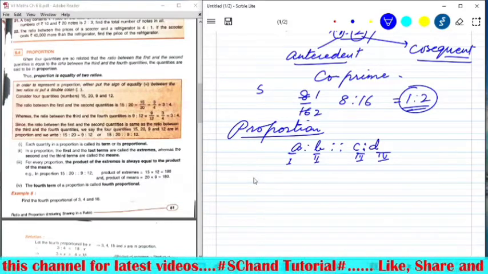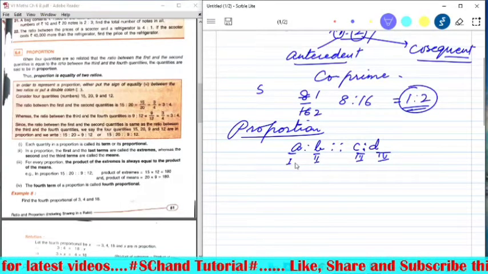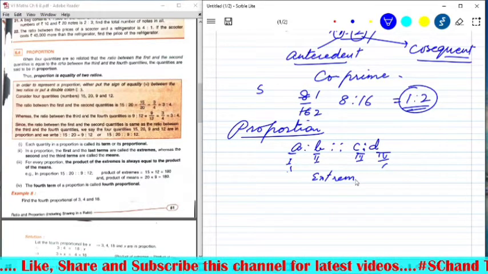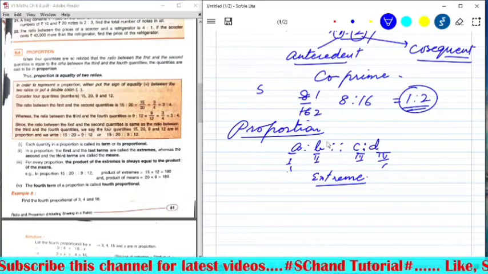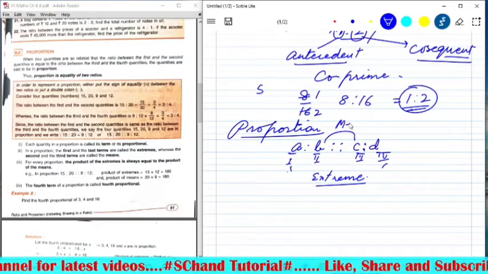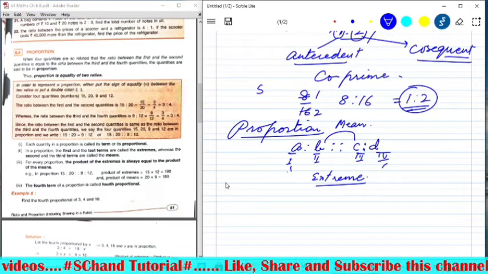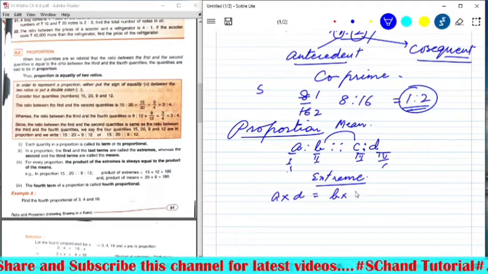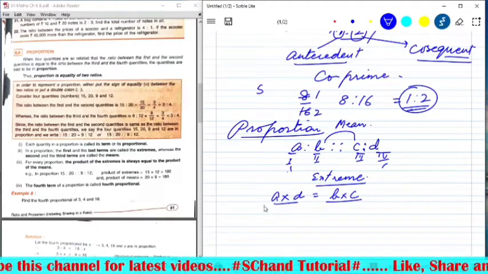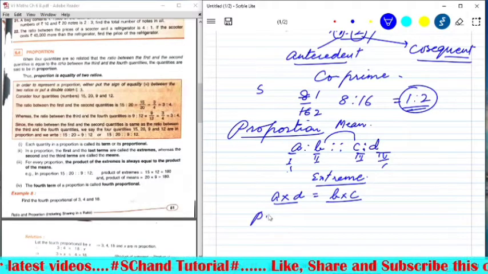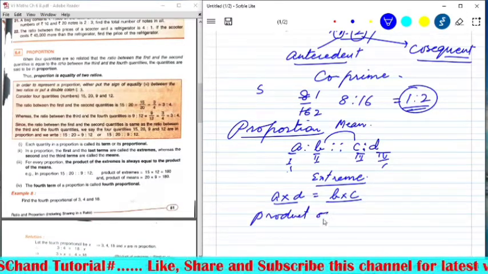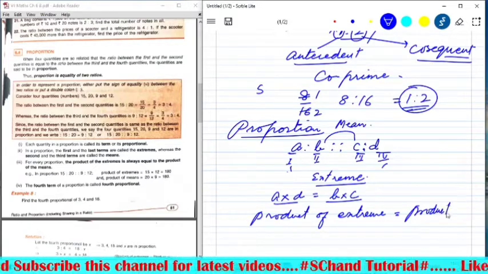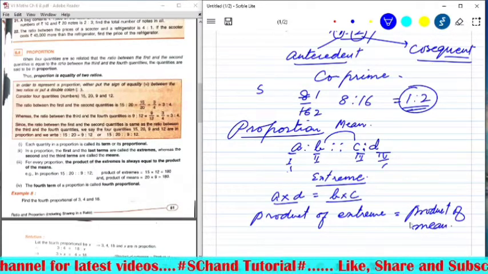In every proportion, the product of the extremes, these two positions, A in the first and D in the fourth position, are called the extreme positions, as we have done in the case of the simple pendulum also. These two in between, B and C, are called the mean positions. So the product of extremes, A into D, is always equal to B into C. Product of extremes is equal to product of means. You have to remember this about proportion.